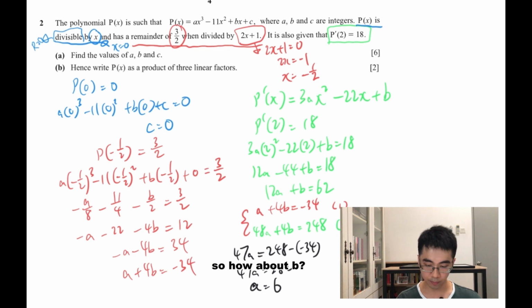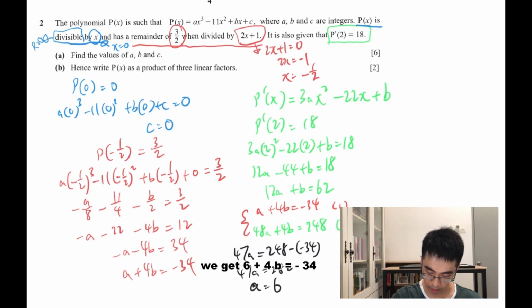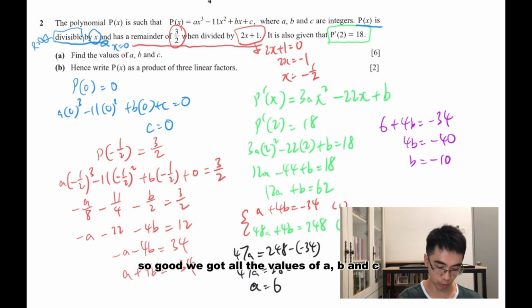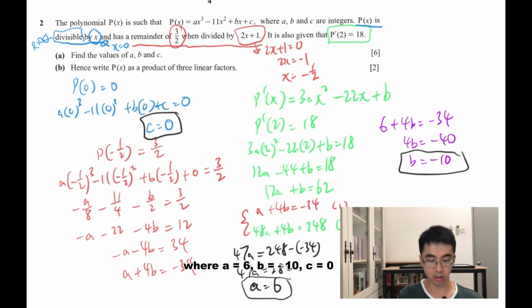So how about b? So we substitute the value of a into either equation. So here I substitute into the first equation. We got 6 plus 4b will be equals to negative 34. So 4b must be negative 40. So b should be negative 10. So good, we got all the values of a, b, and c, where a is 6, b is negative 10, where c is just 0. So this is for the part A.